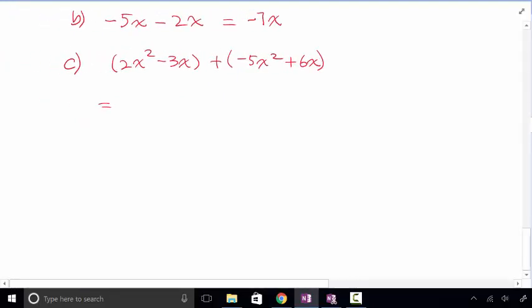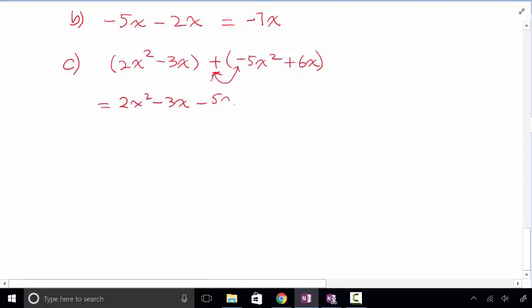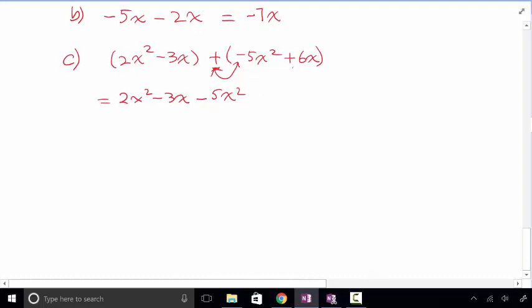Okay, so I can just simply drop them. I'm going to drop them right now. Okay, 2x squared minus 3x. Now here, plus minus becomes what? Negative. So it's negative 5x squared. And then plus 6x. Now remember, in this case, plus negative. If I drop the bracket, I'll get simply plus negative 5x squared. But remember, plus minus is just minus 5x squared.